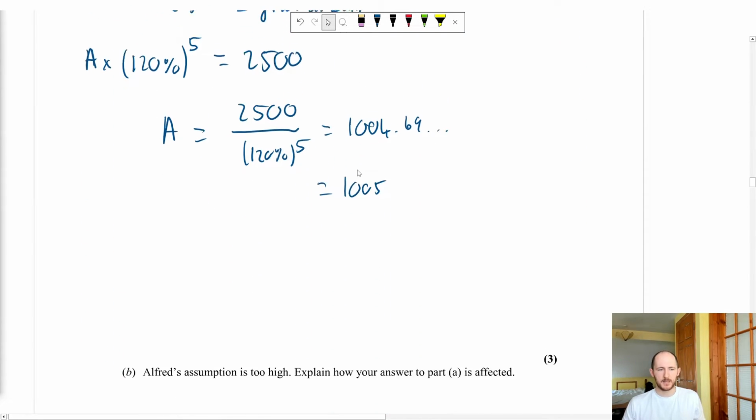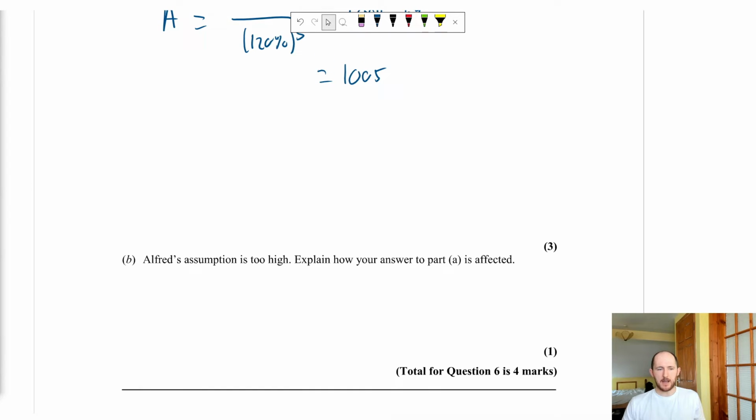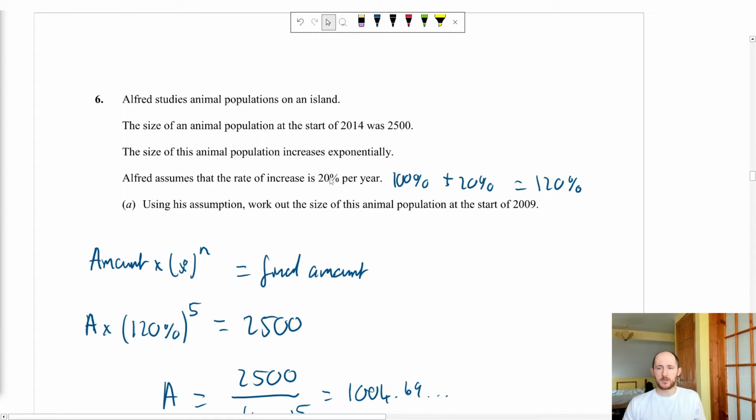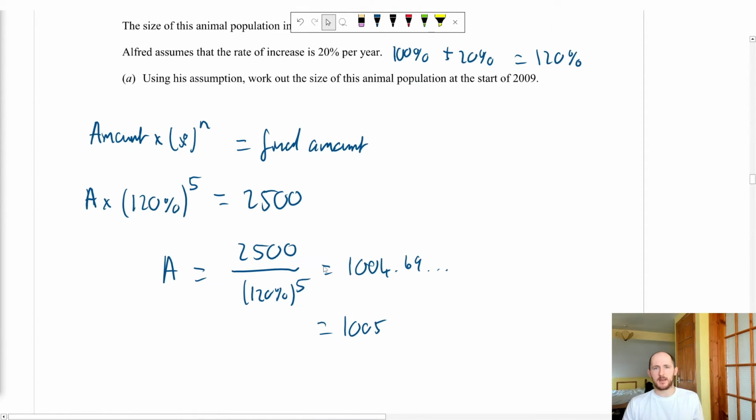What about part B? Alfred's assumption is too high. Explain how your answer to part A is affected. So it's not 20%, it's less than 20%. So what I'm going to do is look for where I use that 20%. Well, I used it over here. I've divided by it. Now, if this number is actually meant to be smaller, and this is a really key thing, then that means the denominator of this fraction should be smaller, right?